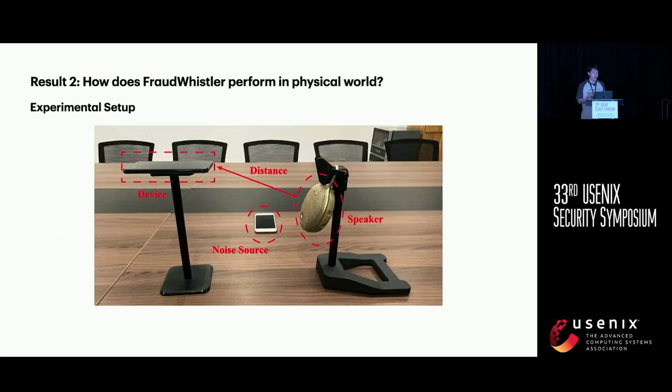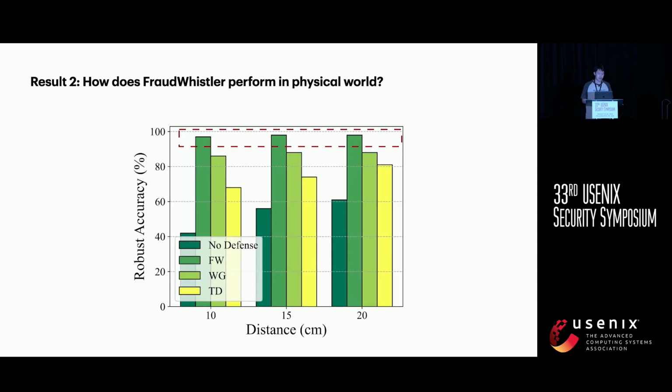We then evaluate FraudWhistler in the physical world. We use a speaker to play the adversary example and use a device to record it. At the same time, we use another device to play white noise to control the background noise level. Here we can see that FraudWhistler always achieves the highest robust accuracy in different distance settings.